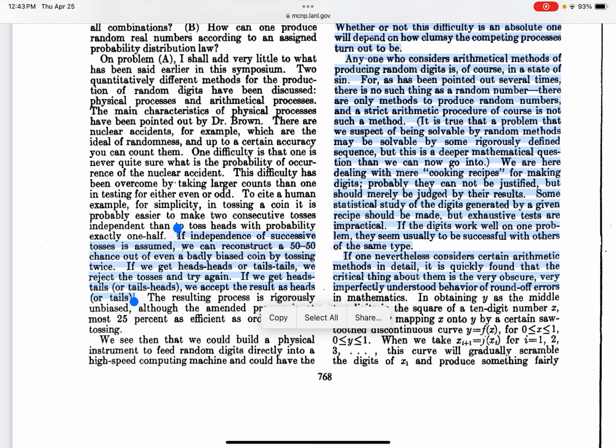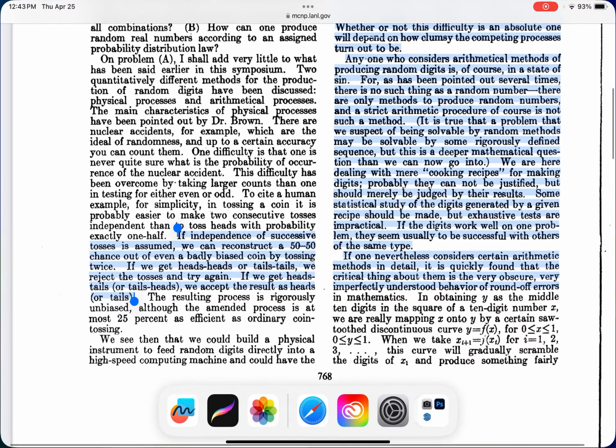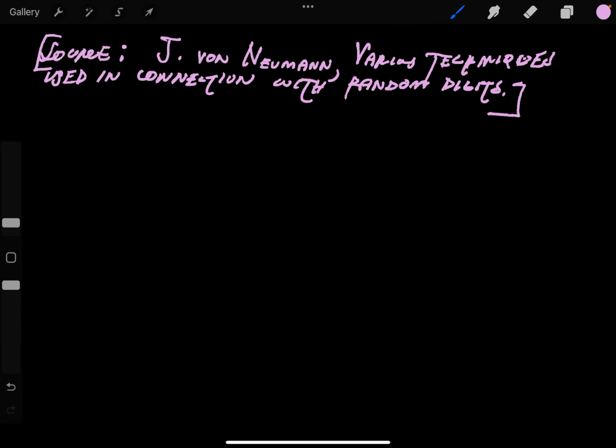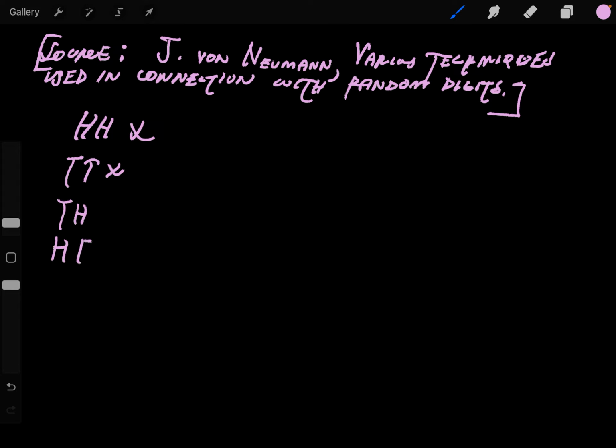So basically, what this is doing is that you have this coin, and you're going to flip it twice. If you get heads, heads, then you reject. You don't care. That does nothing to simulate our coin. If we get tails, tails, that does nothing. We reject. But if we get tails, heads, or heads, tails, we take this as tails, and we take this as heads. And basically, what Newman is claiming is that if we do that, then this will occur 50% of the time.